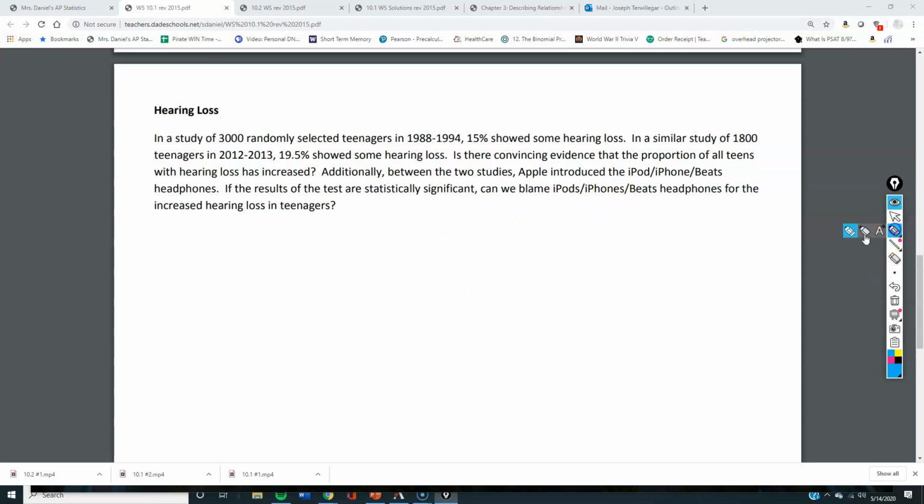All right, so let's do this beast. Read it, think about it, and do it. This one we're going to be doing a significance test. We're going to state P1 is hearing loss in teenagers from 2012 to 2013. Whatever, I think I might have done this differently on the calculator. We'll see what I did in the calculator.